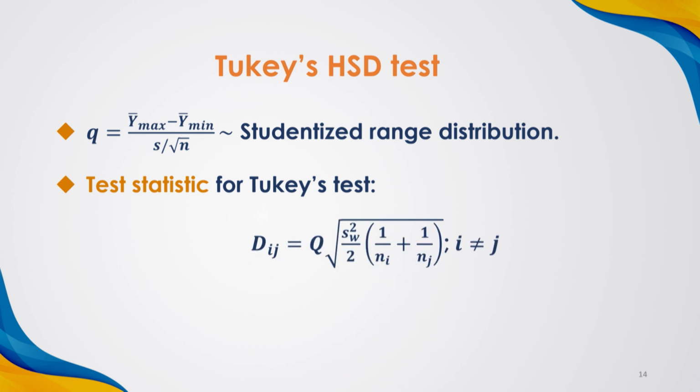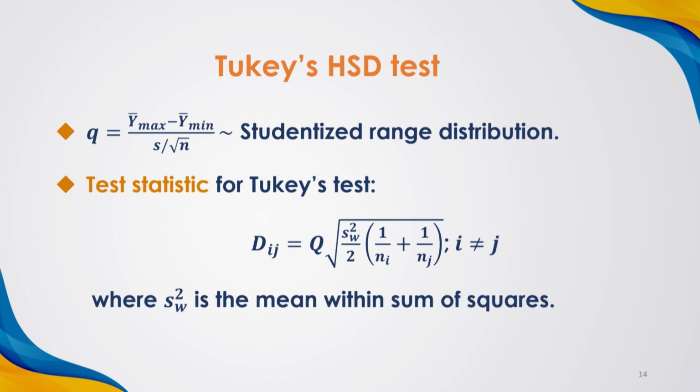The test statistic for Tukey's test is represented by Dij, which is nothing but capital Q multiplied by the square root of Sw square by 2 multiplied by the ratio of 1 divided by the size of the group i, the ith group, plus 1 divided by the size of the jth group, where i and j refer to any particular 2 groups.